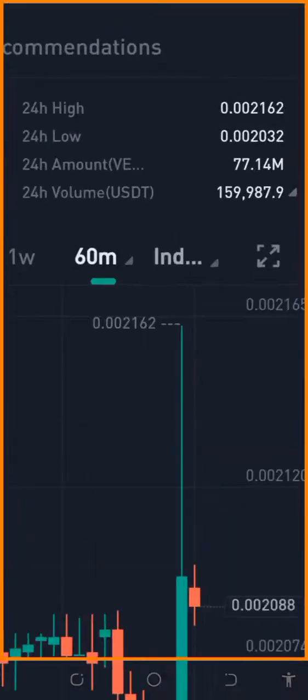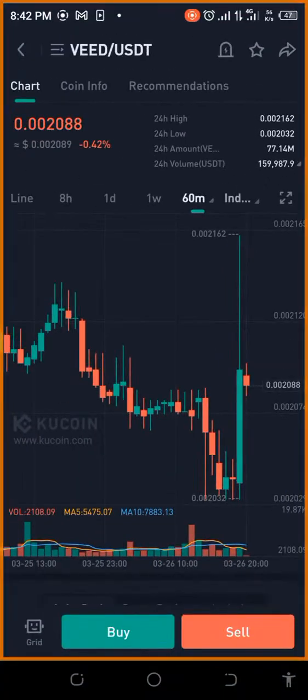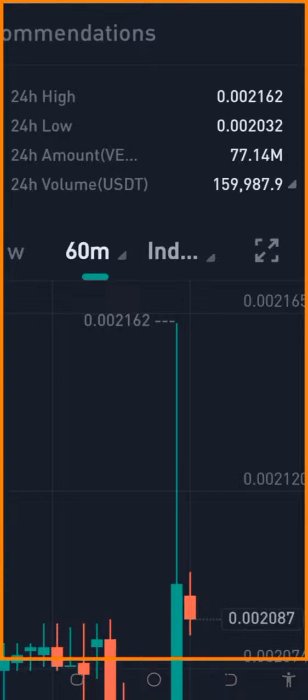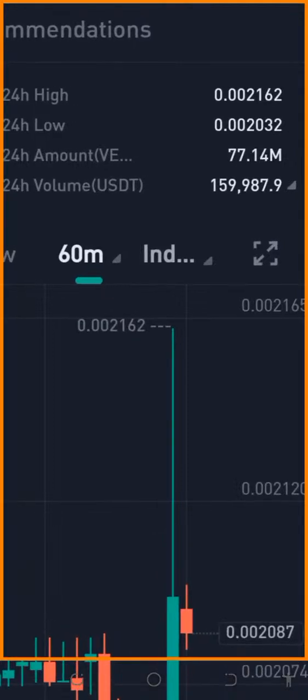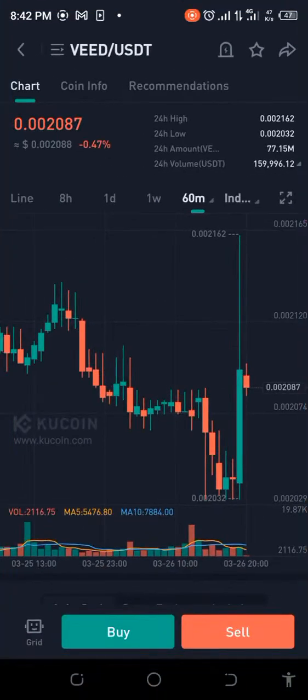And I didn't know, because what happens here is that somebody with probably a big money bag came and bought a lot of VEED. And when that happened, the candle shot up high. Of course, all of this could happen within a couple of minutes. As you can see here, this is 60 minutes, which is 1 hour. So that means in the past 1 hour, I wasn't checking this.